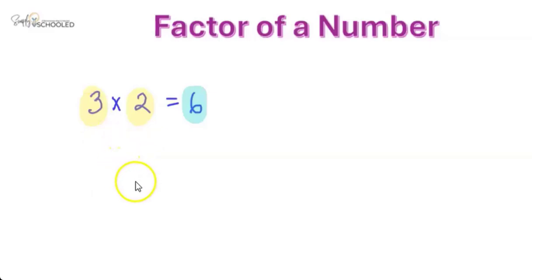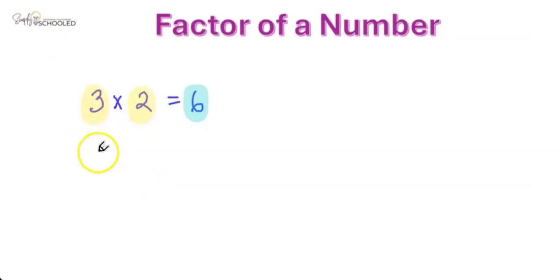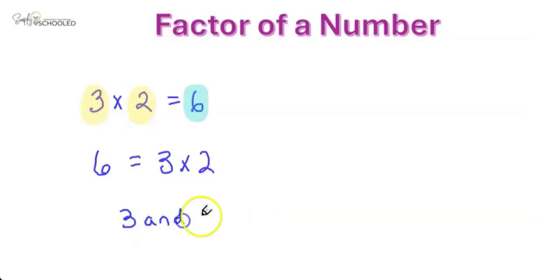So in order to find the factors of a number, it's basically unmultiplying. For example, finding the factors of 6 would equal 3 times 2. So the factors of 6 are 3 and 2.